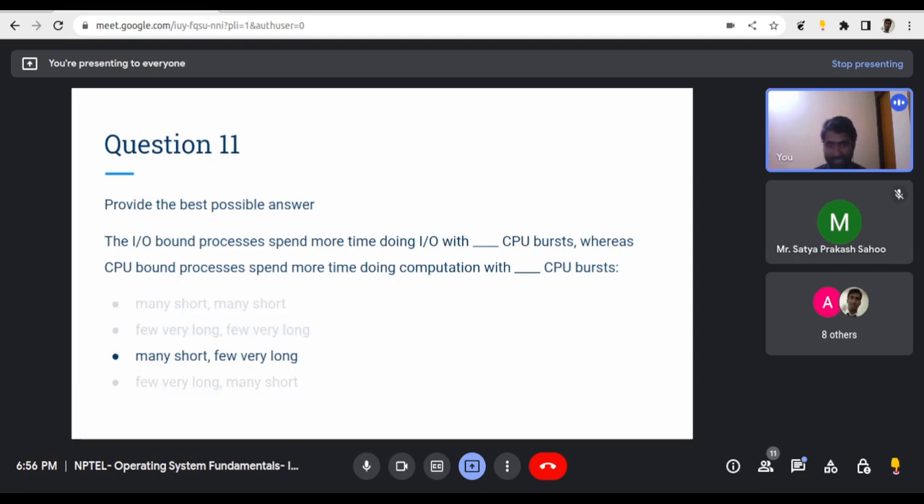So the IO bound processes actually spend more time doing input output operations. So the input output operations take a long time. In that case, they only need very little time with the CPU. So they can execute with very many short CPU bursts, because they do not need too much time with the CPU.